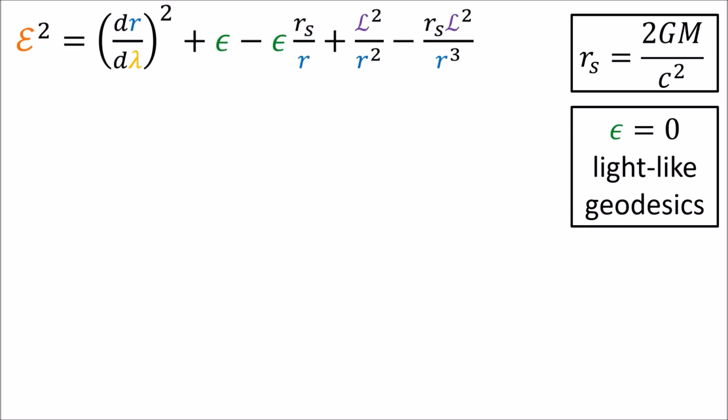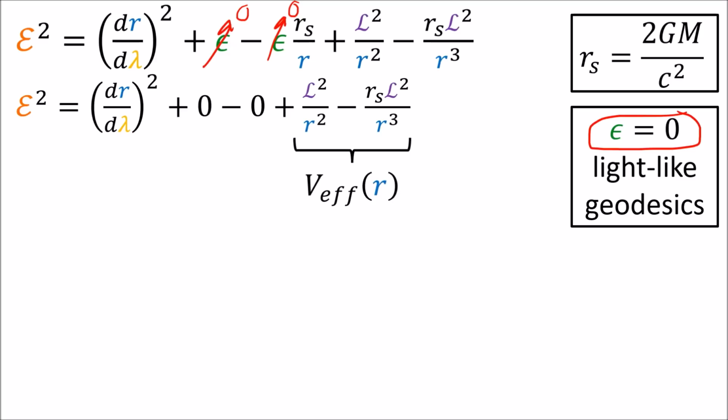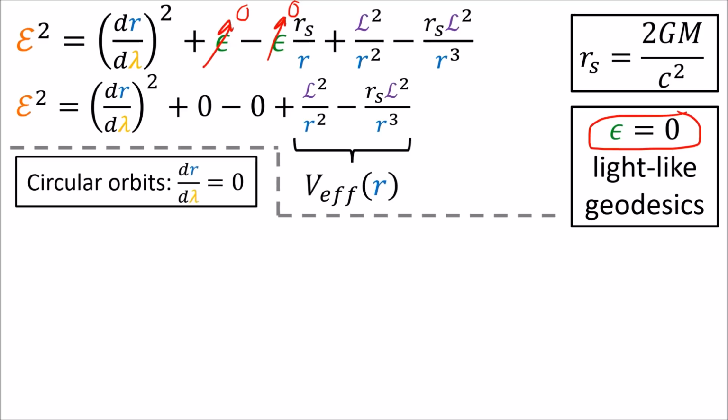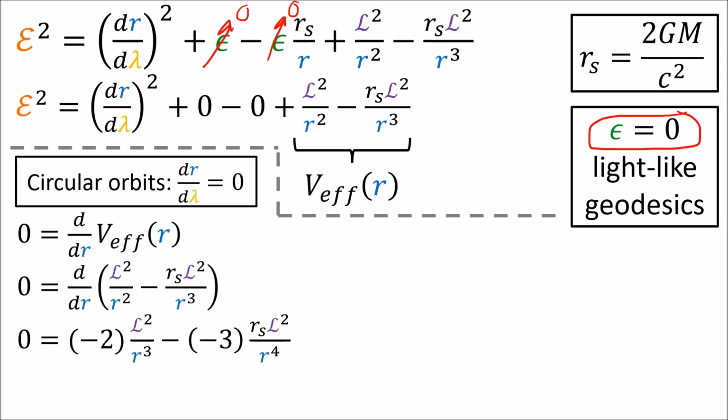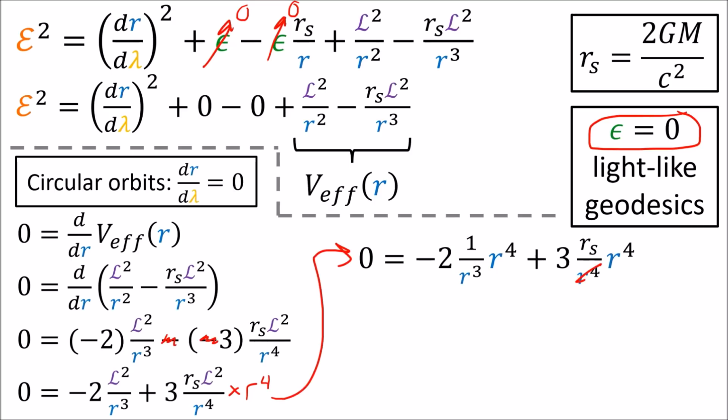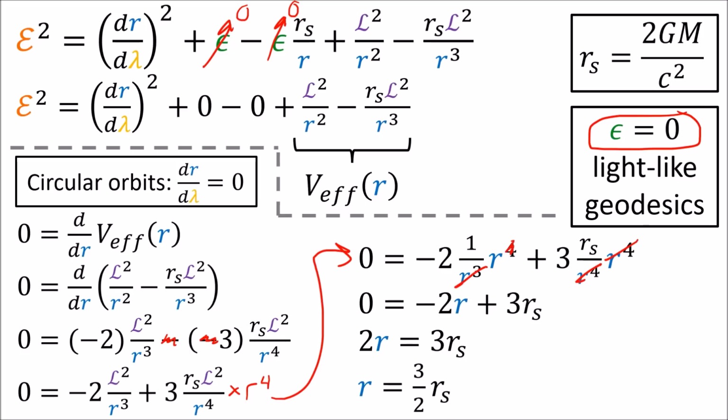Now, if we want to look at the orbits for light, we can just take our original equation and set epsilon equal to 0, which reduces the effective potential to just 2 terms. We can again find circular orbits by forcing the r-coordinate to be constant, meaning the effective potential is constant, meaning its derivative is 0. We take this derivative using power rule, cancel negative signs, multiply the equation by r to the 4, and cancel. And we can solve for a circular orbit at 3 over 2 times the Schwarzschild radius, which is also 3 times the central mass capital M times a physical constant.